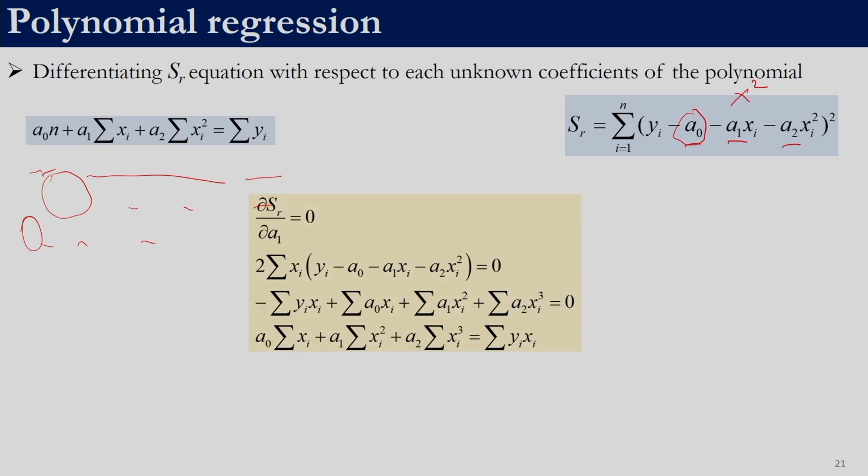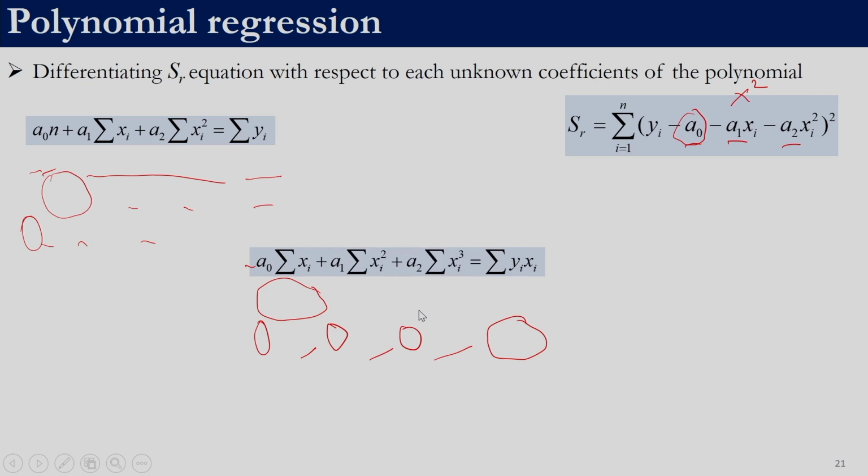Similarly, we need to calculate dou SR by dou A1 equal to 0. So, 2 times this entire expression. Differentiation of yi with respect to A1 would be 0, A naught would be 0, and over here we will get a minus xi. So, that minus can be written over here: minus 2 times xi times this expression, and then xi can be multiplied. This term, if you see, can be taken to the right hand side because it is completely known. Again, this term and this term are known because the data points are known, so we can calculate it. The only 3 unknowns are A naught, A1 and A2.